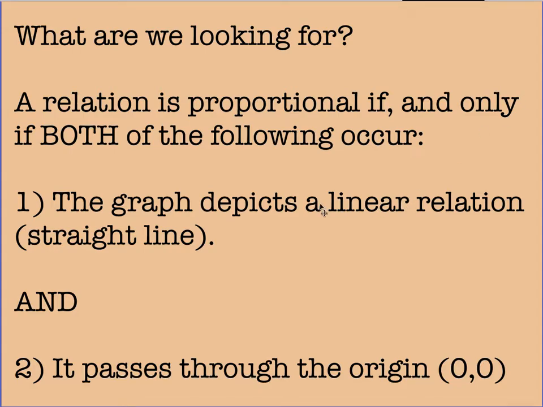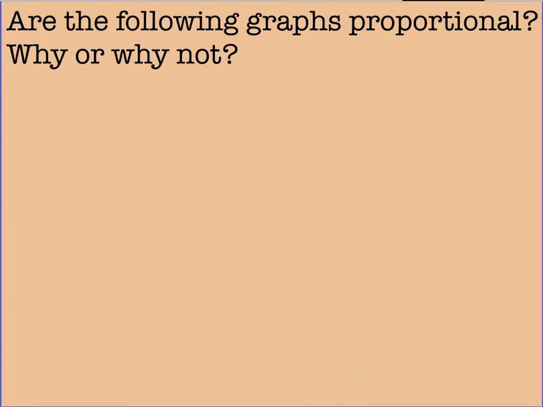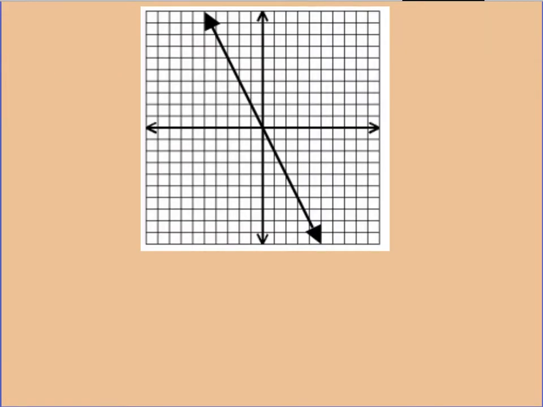The graph needs to depict a linear relation, and remember that means a straight line, essentially, and it passes through the origin, which is 0, 0. So if we just look at a graph, we should be able to tell these two things fairly easily by looking at the graph. Let's see some examples. And with these examples, we're going to say why or why not. So let's look at this one.